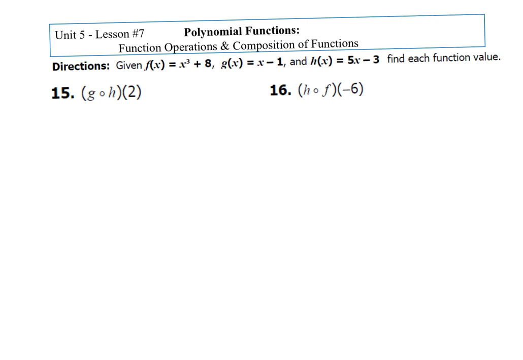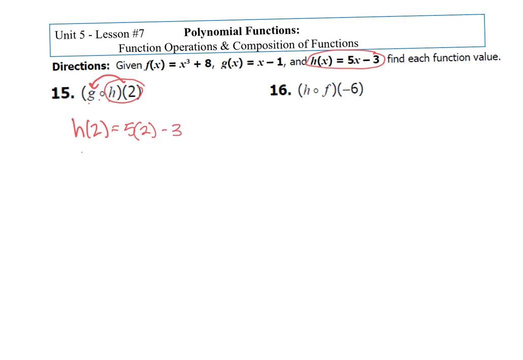So on 15, this is read g of h of 2. So I'm going to circle this second part just like I did before. The first thing we're going to do is find h of 2, and that answer goes in for the x's in the g function. So it's still the second part goes into the first part. That part hasn't changed. So finding h of 2. The h function is right here. It's 5x minus 3. So we're plugging 2 in for the x. So 5, instead of x, we're going to do parentheses and put 2, and then minus 3.